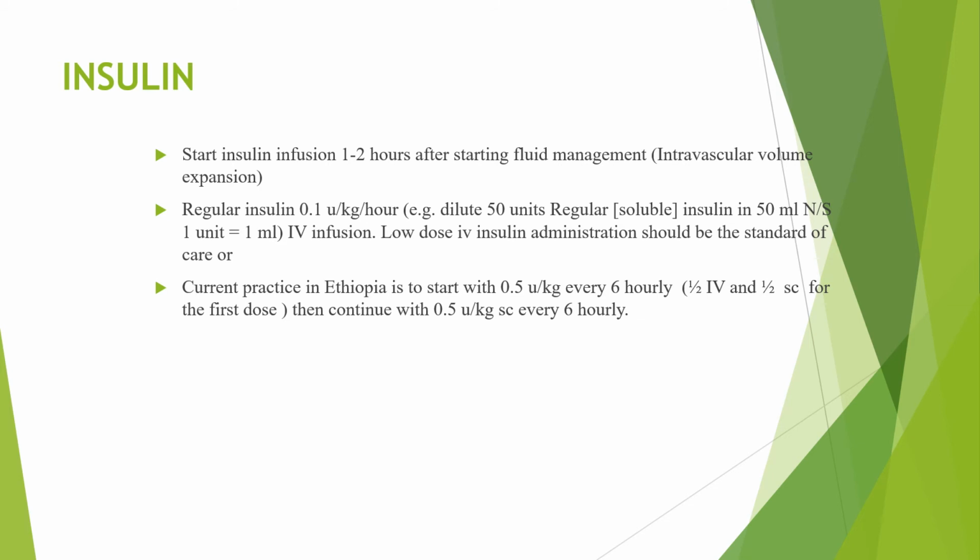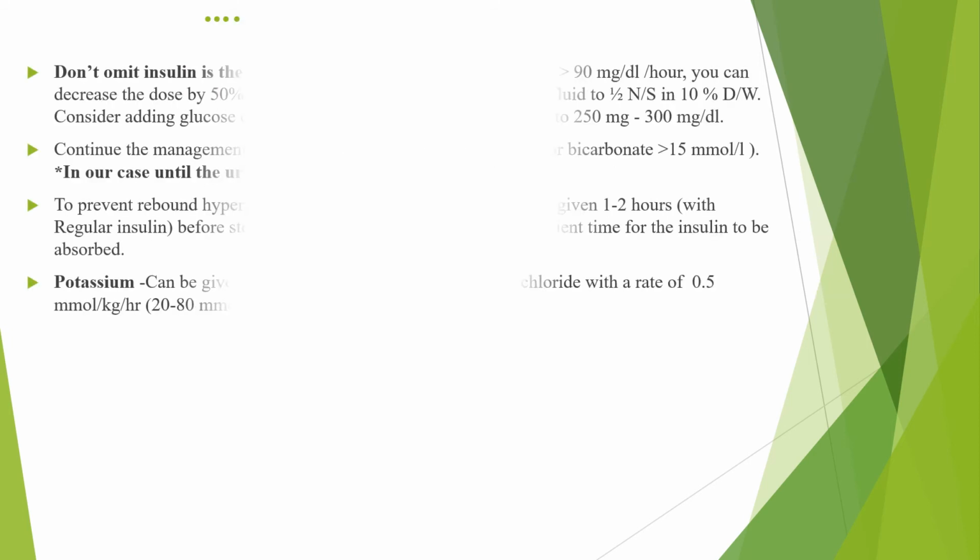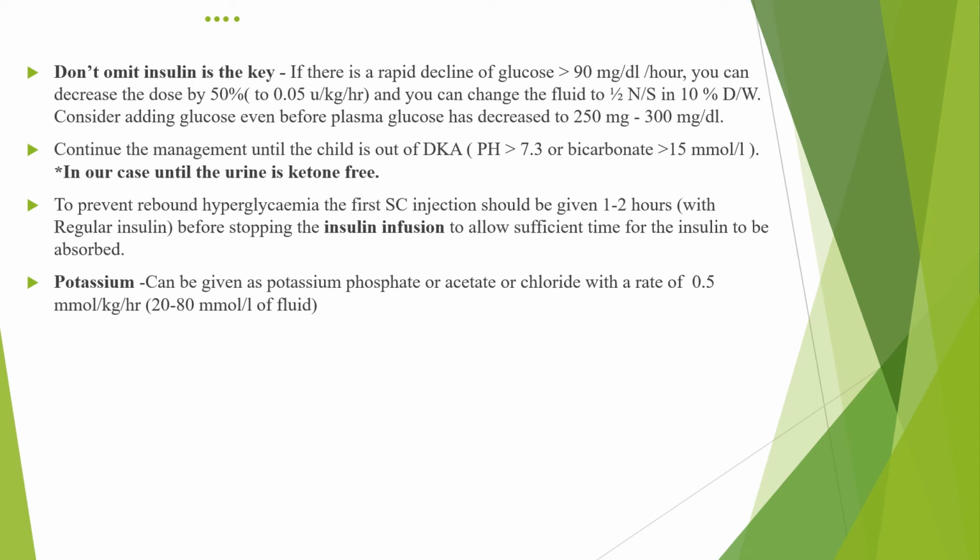In current practice in our countries, where we don't have adequate perfusors and adequate follow-up, we can start with 0.5 international unit per kg regular insulin every 6 hours. The first dose is half IV and half subcutaneous, and then we continue with 0.5 international unit per kg subcutaneous every 6 hours. So after the first 0.5 international unit per kg dose given half IV and half subcutaneous, the second dose is 0.5 international unit per kg subcutaneous. When we treat DKA, not omitting insulin is the key.